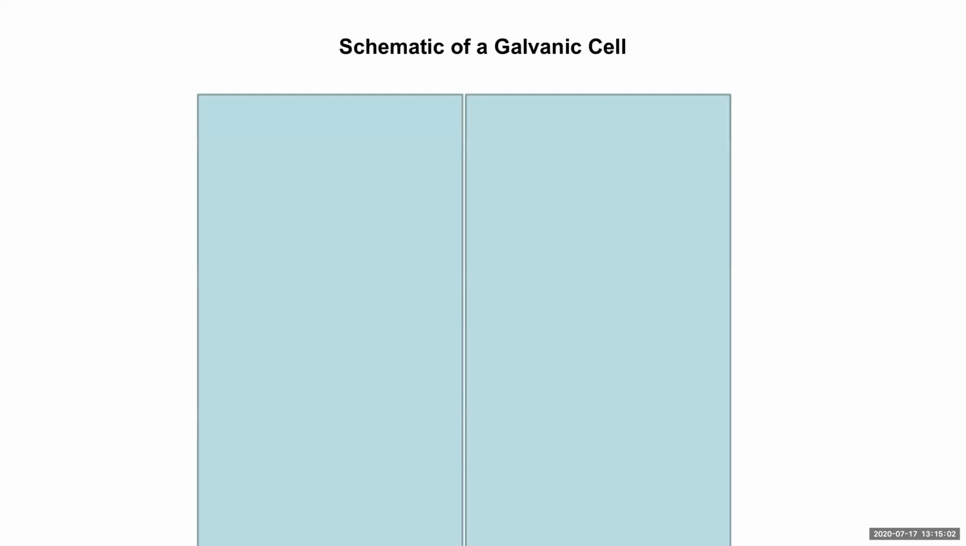So what does a galvanic cell look like? In this slide, I have a schematic. It's just a general drawing of what they look like. And there are rules for drawing these. You don't just draw them at random, putting the oxidation reaction wherever. There's a systematic way of drawing these cells.